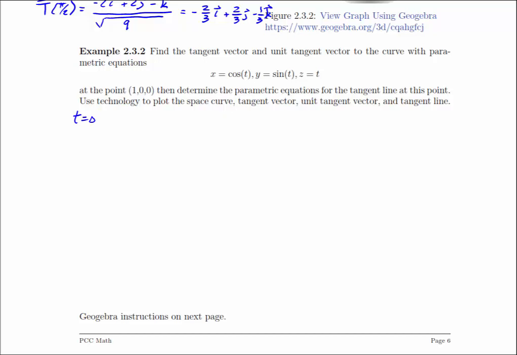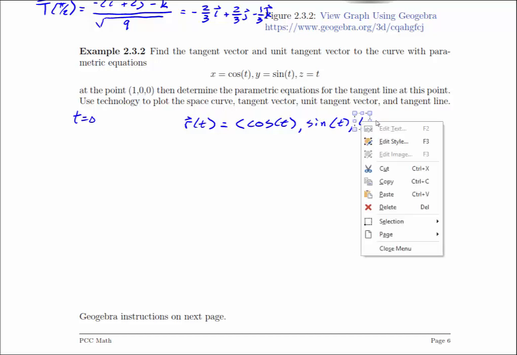And then I want to determine the parametric equations for the tangent line at this point. We're going to use technology to plot the space curve, tangent vector, unit tangent vector, and the tangent line. So we're going to see some of the stuff that I just did before, just one more time, walking you through all of it. First let's note that parametric equations are the same thing as vector equations, where I could rewrite this as r of t equals cosine of t, sine of t, and t.